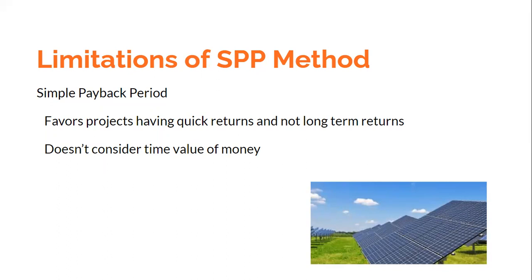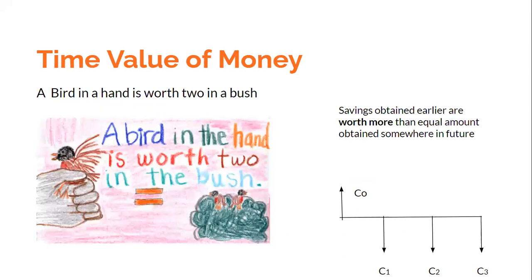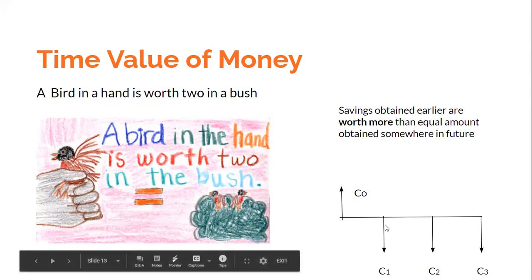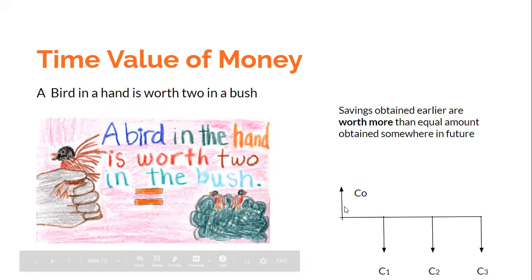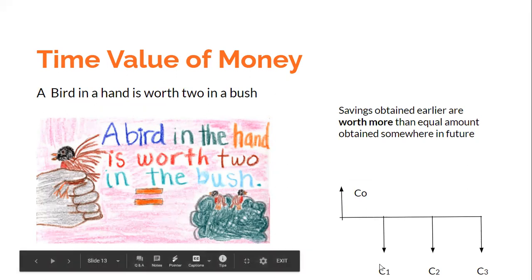Now, what is this time value of money? So let me show you a very beautiful picture here. This picture is drawn to explain this concept of time value of money. As I said, simple payback period does not consider time value of money. Now, what does this mean? If you look at this line diagram, there is some initial investment C0, and you are getting savings of C1, C2, C3.